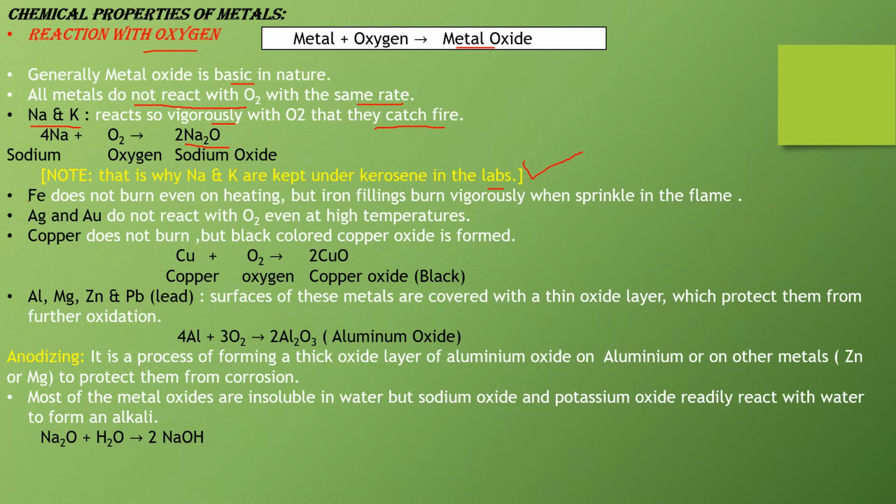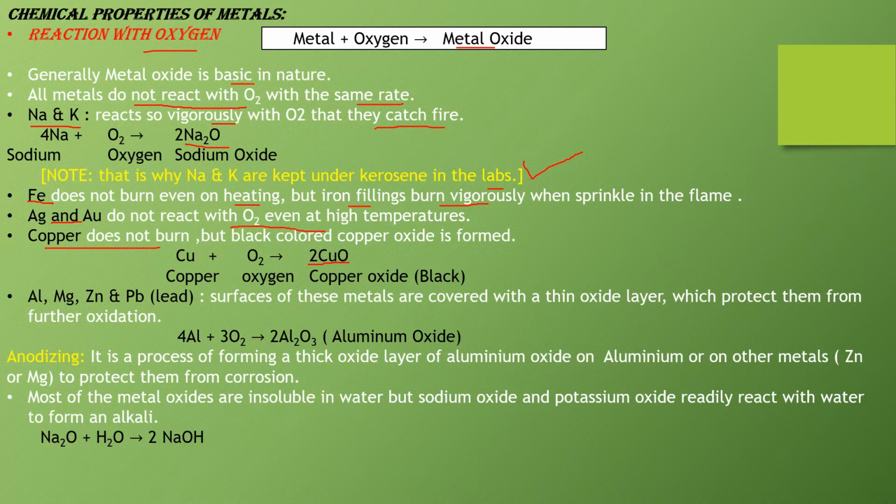Now the next metal, iron. Iron does not burn even on heating. But if we take iron filings, that is iron in powdered form, these iron filings burn vigorously when sprinkled in the flame. Now the next are silver and gold, which are less reactive metals. They do not react with oxygen even at high temperature because of their low reactivity. Now copper does not burn, but it reacts with oxygen to form black colored copper oxide. So the reaction is Cu plus O2 gives CuO.